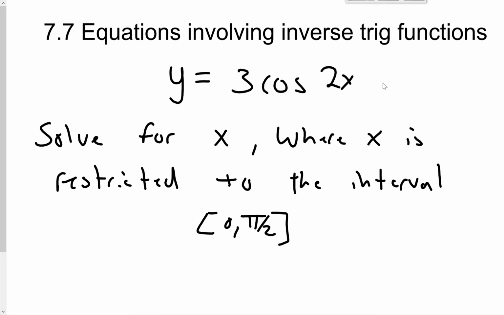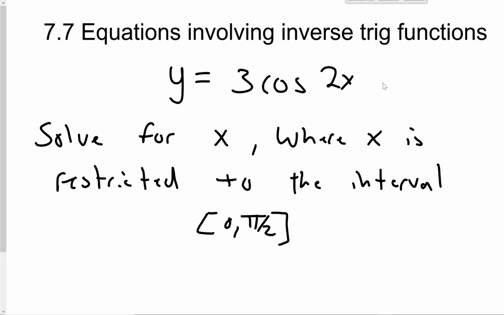Last video for chapter 7. Section 7 of chapter 7 is looking at equations involving inverse trig functions. What that means is we're going to solve equations kind of like 7.6, but we're going to use inverse in order to do it.